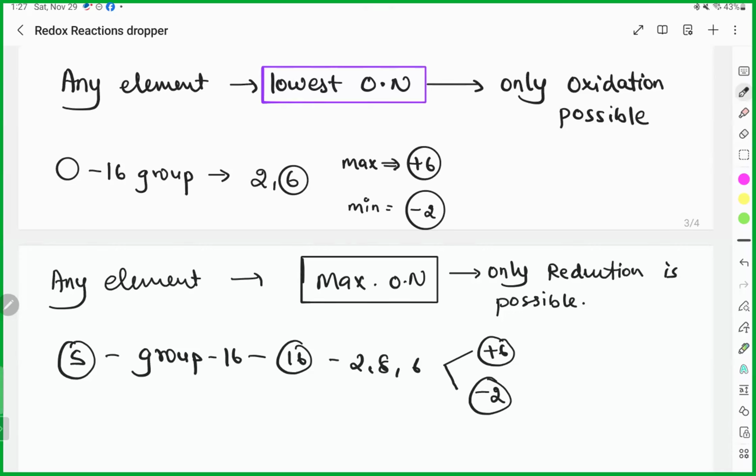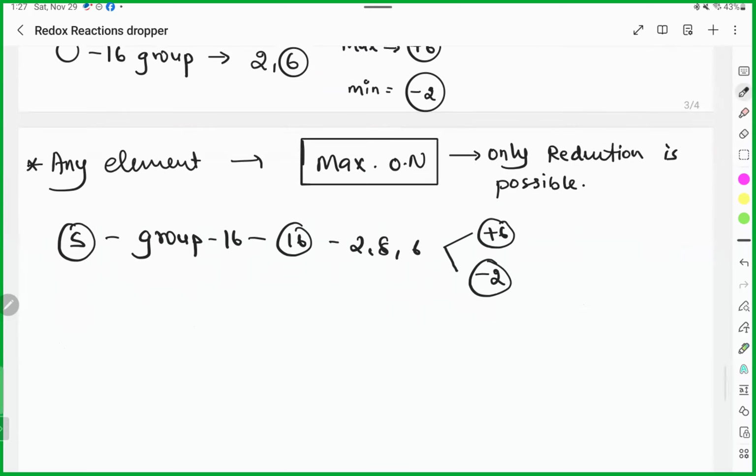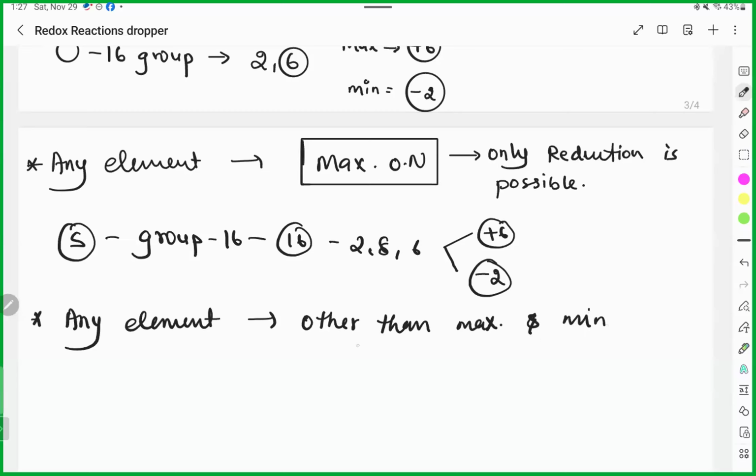Guys, tell me, anybody have doubt? No, sir. But if any element has a charge other than maximum and minimum, then both oxidation and reduction can happen.